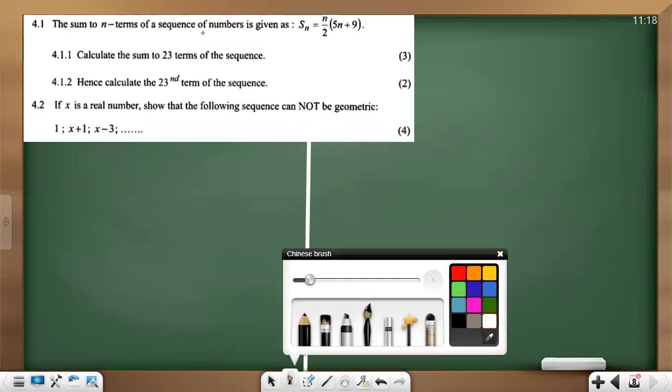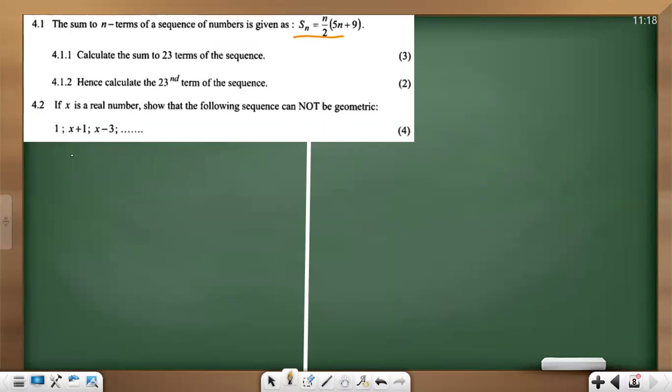Let's move on. The sum to n terms of a geometric sequence is given as Sn equals n over 2 into 5n plus 9. Calculate the sum of the first 23 terms of the sequence. That's easy. I put n as 23, so it will be 23 over 2 into 5 times 23 plus 9, and that will actually be 1426. Done. 3 marks for every living soul.